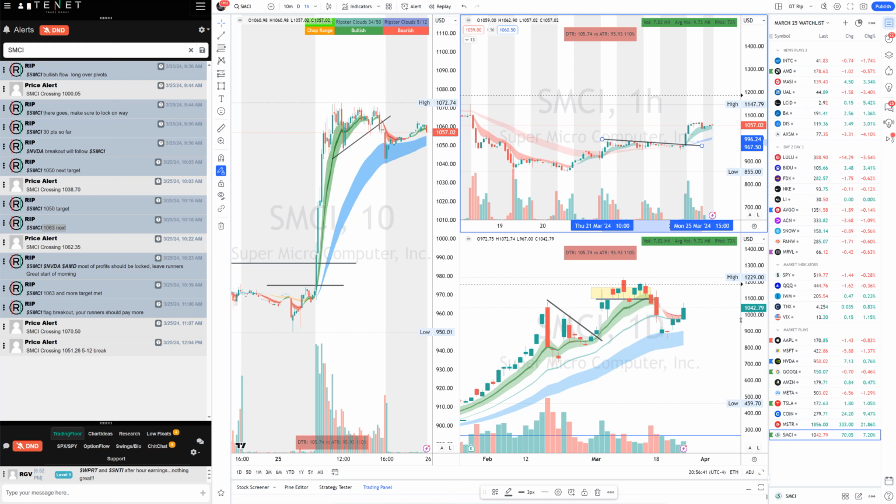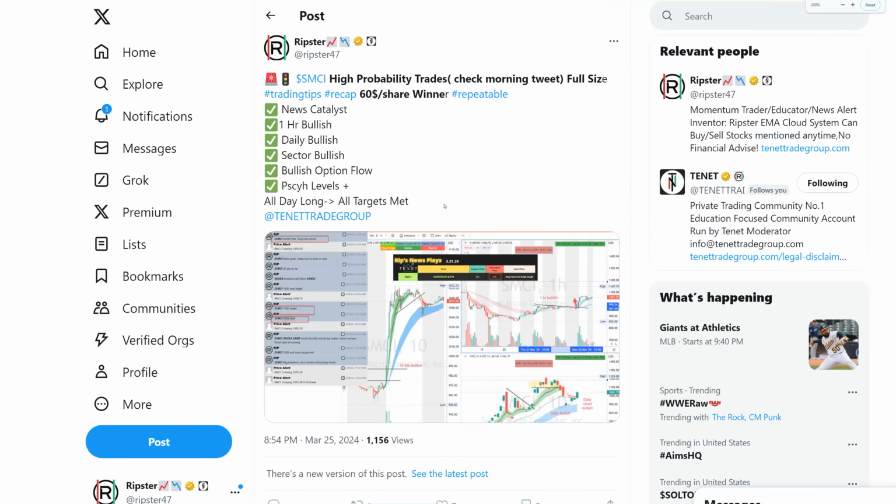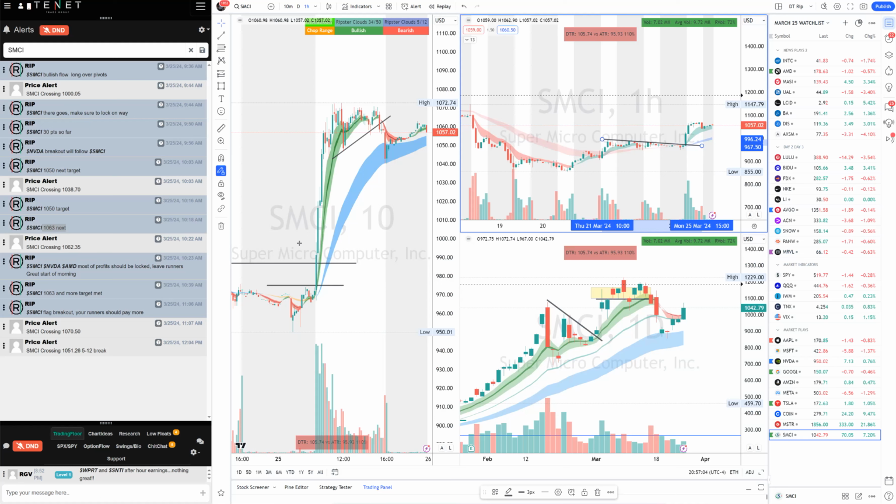So I was just talking about how, when you have these bullish confluences, right? When everything is bullish and there is flow, that makes it a really, really high probability trade. Just wanted to reiterate that it makes this trade, news catalyst bullish, daily bullish, sector bullish, option flow, psych levels, a high probability long trade, right? We saw there's news as well. So very proud of this one. This was a great trade for the whole community.